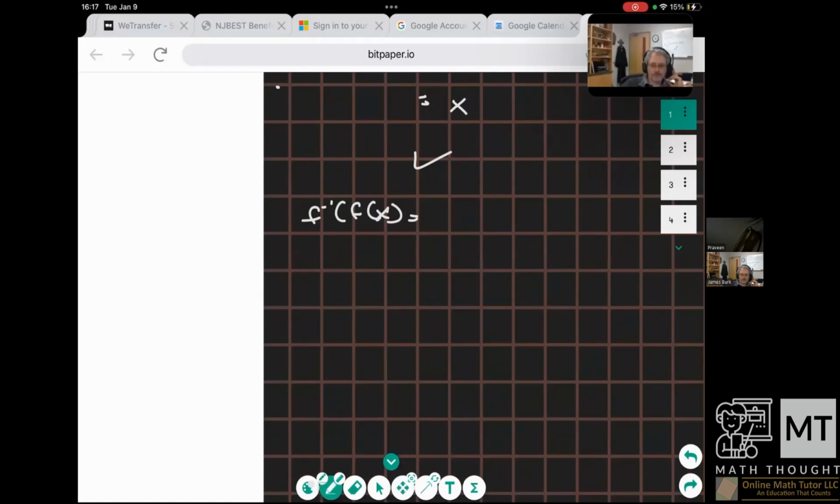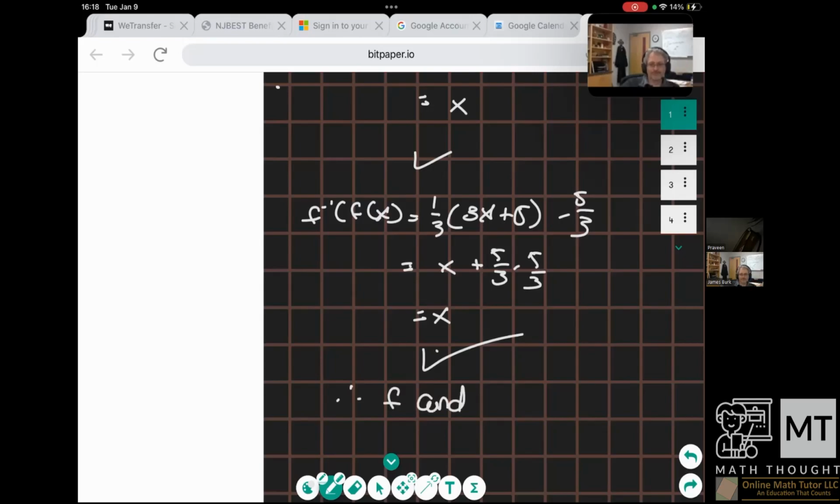And then you have f inverse of f of x equals a third times 3x plus 5, minus 5/3. That does x plus 5/3 minus 5/3, which equals x. So that works. So therefore, f and f inverse are inverses.